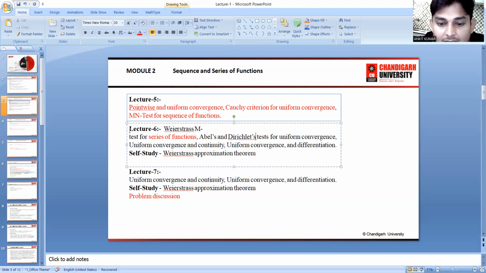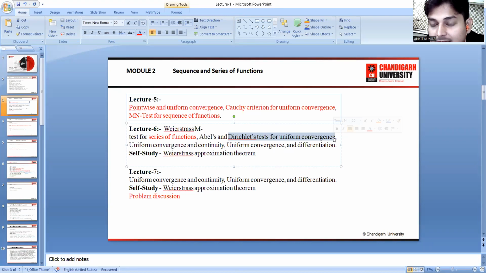After that, the Dirichlet test. This is a most important test for uniform convergence. What is the Dirichlet test? Basically, the Dirichlet test says that if there are two functions, one a sequence of functions and the second a series of functions, and the summation of u_n and v_n is given, where u_n is a sequence and v_n is a series, and if u_n is uniformly bounded, and v_n is a monotonically decreasing sequence converging to zero as n tends to infinity.